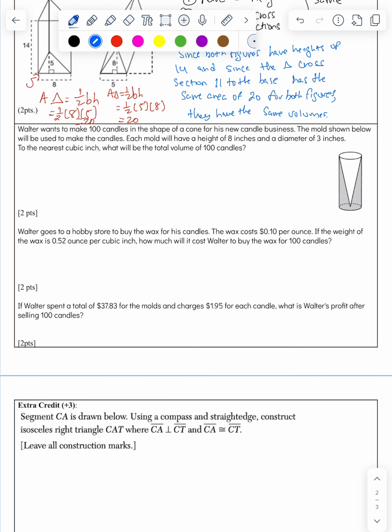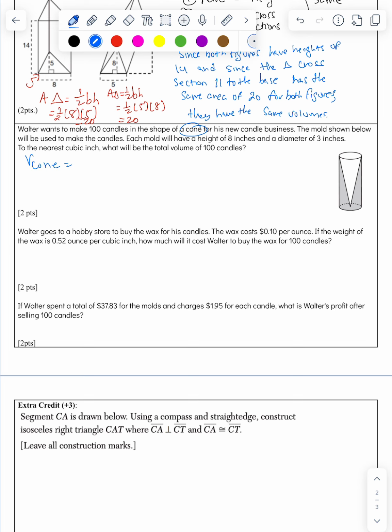Walter wants to make 100 candles in the shape of a cone. So the cone is the mold. It says the mold shown below will be used to make the candles, but a cone is the shape that we're dealing with. So we're trying to find the total volume of 100 candles.